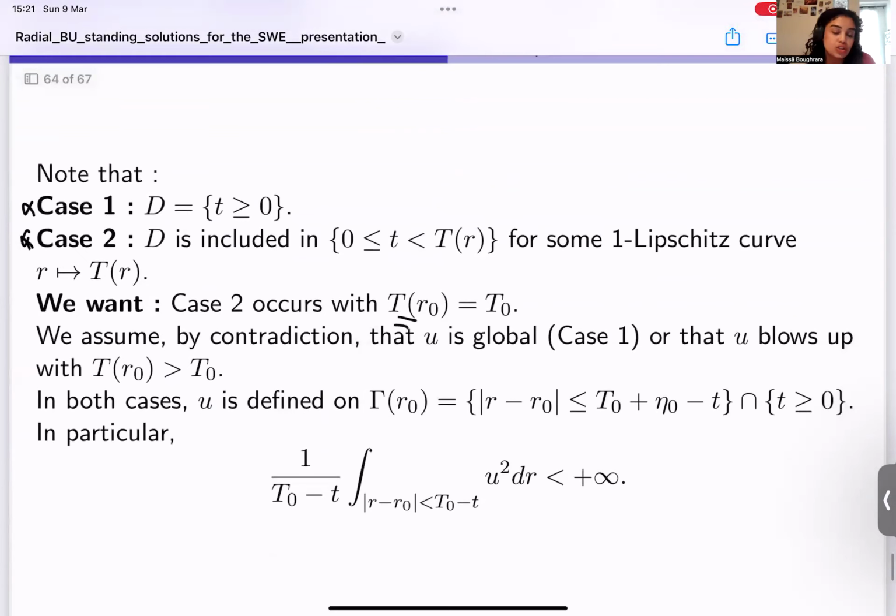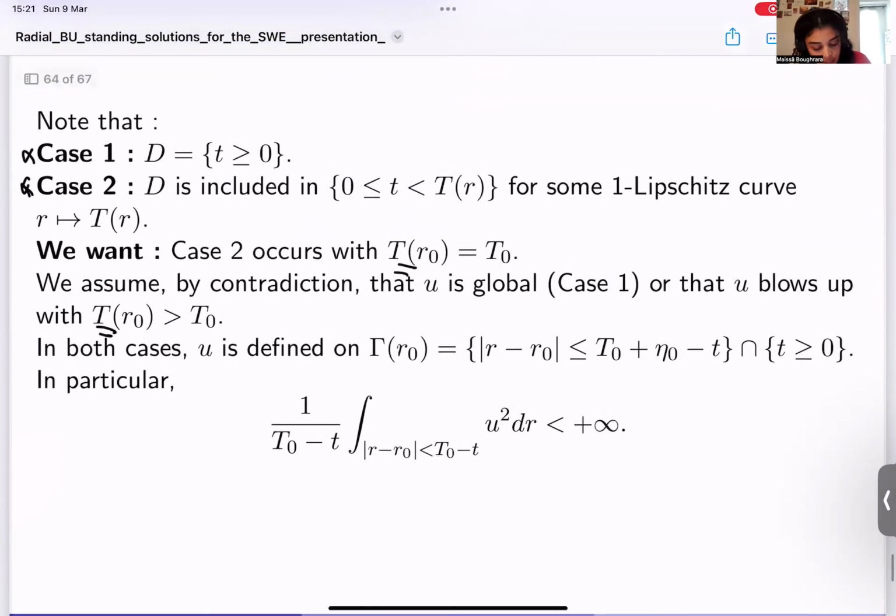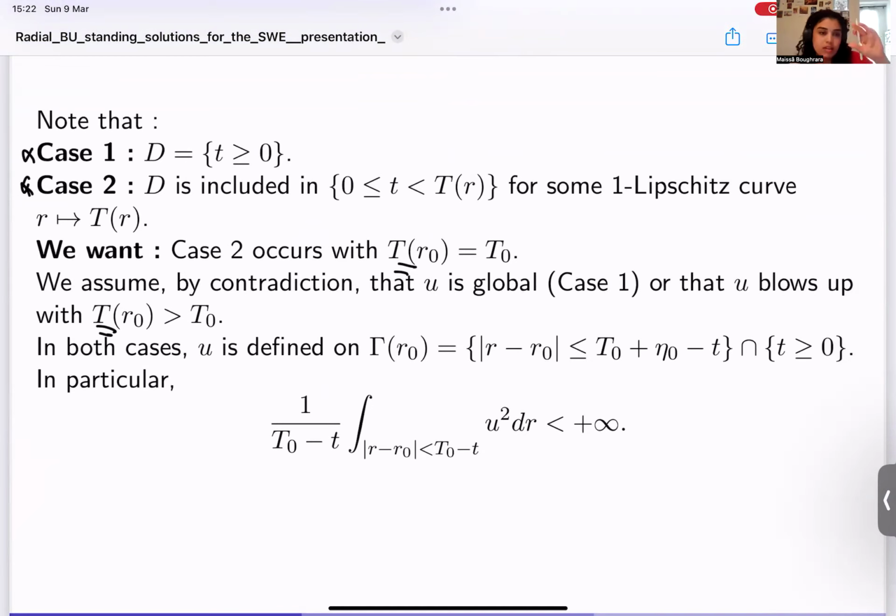So we're going to use a proof by contradiction again. We assume that u is either global or it's gonna blow up for some time tr0 that is strictly greater than t0. So in both cases, our solution is defined on something bigger than the light cone. If it blows up at a time greater than t0, then actually we can add a little bit more on the time.